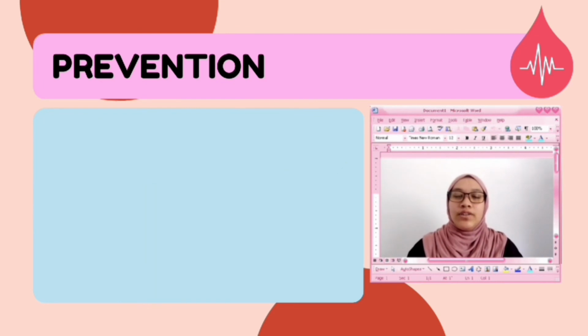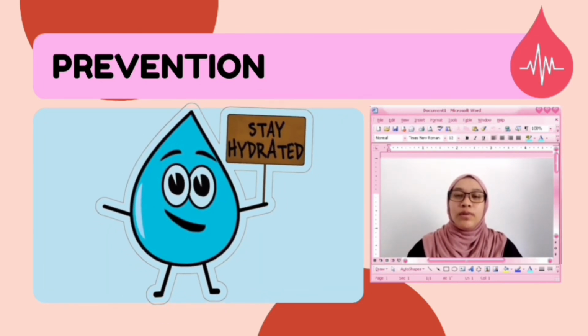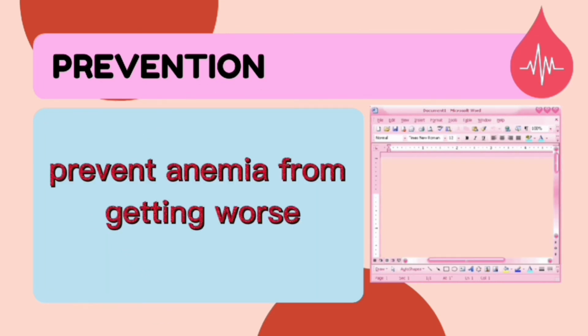Last but not least, our respondents choose to eat iron-rich foods such as beef, beans, and iron-fortified cereals, and drink enough water to stay hydrated to prevent their anemia from getting worse.